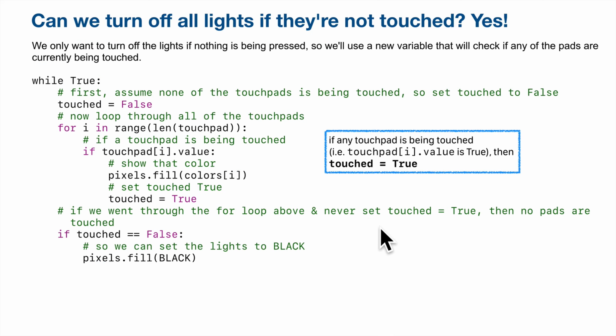So here's how we'll tackle this problem. Since we go through and check to see if all the pads are touched, if we do see that one is being touched, what we want to do is say, hey, it's being touched, and if it's being touched, we don't want to turn off the lights.